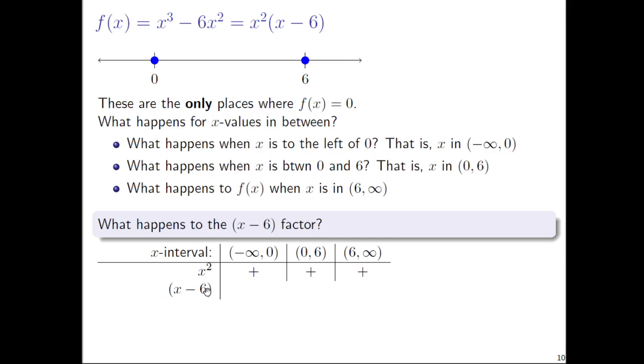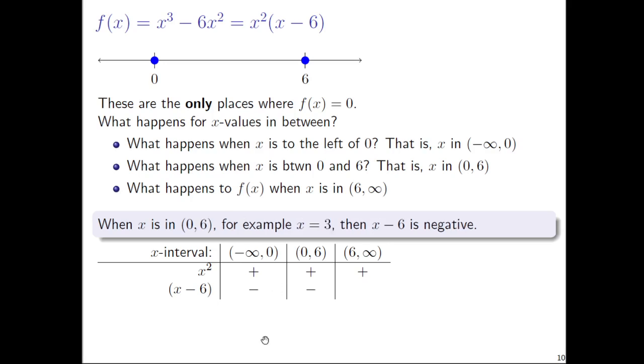So what happens to the x minus 6 factor? Again, we're going to go through each of the intervals individually. So in this first interval, let's say you pick x equals negative 10. That's inside negative infinity to 0. Then x minus 6 would be negative 10 minus 6, in other words, negative 16, which is negative, so that's why there's a minus sign here.